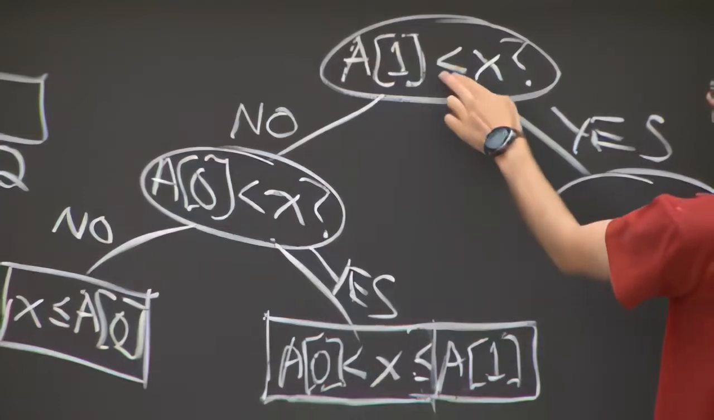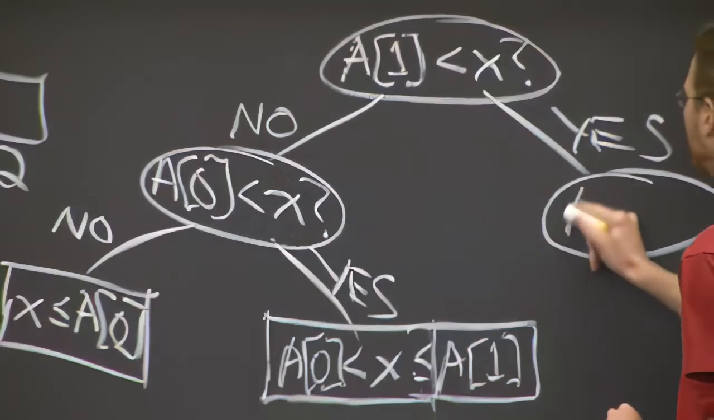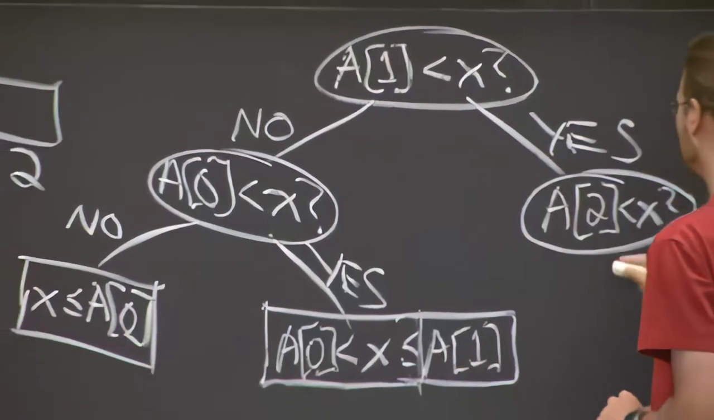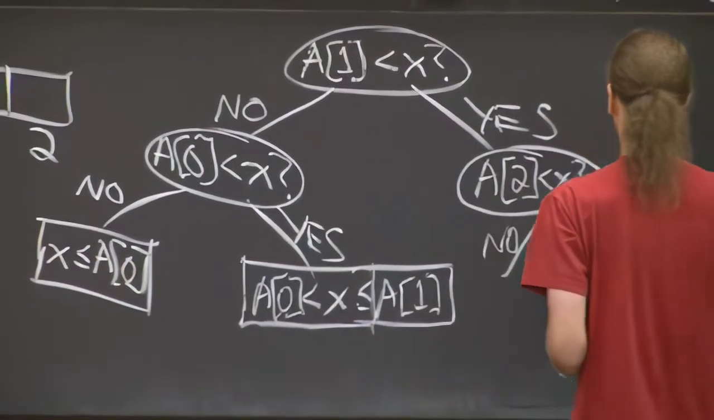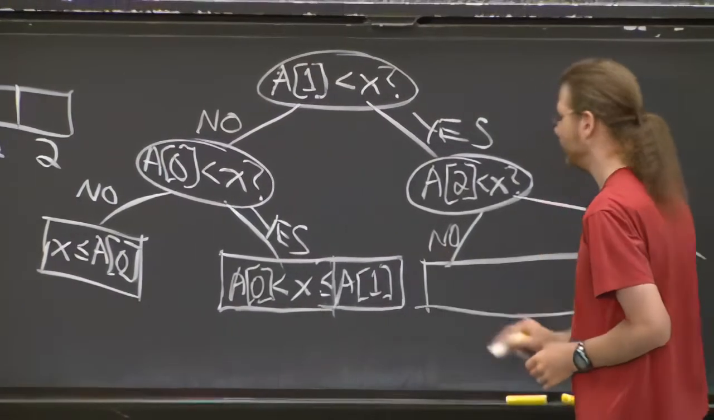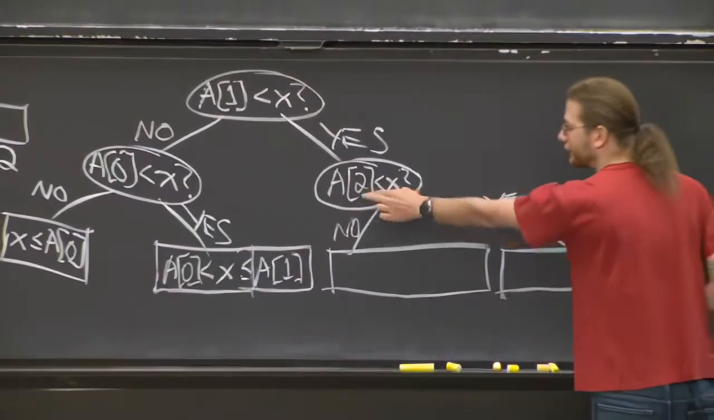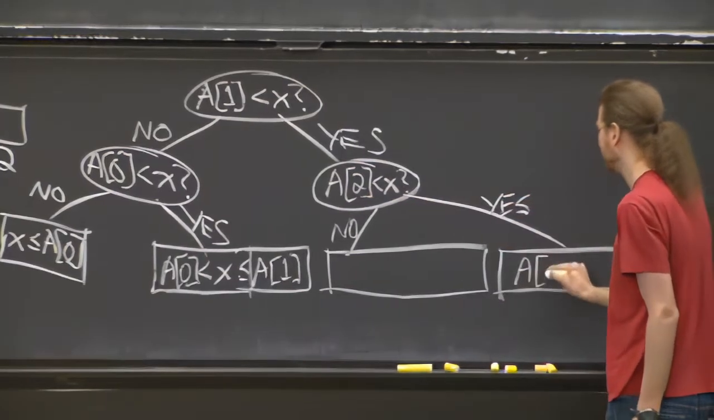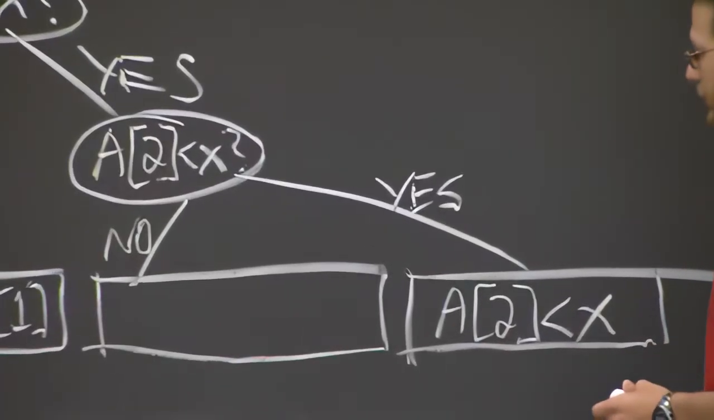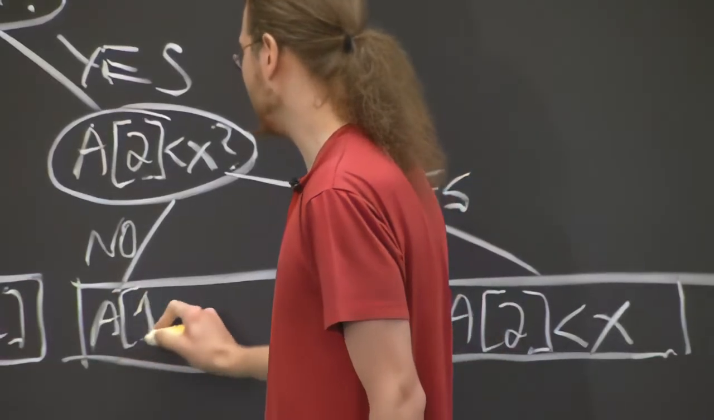Okay, and then if X was to the right of A1, so this is true, then we check X against A2. And the answer is either no or yes. And in the no case, well, I've conveniently laid things out here. So it's sequential. In the yes case, X is bigger than A2, so it's outside the array. It's to the right. That's the answer. And in the other case, it's in between A1 and A2.